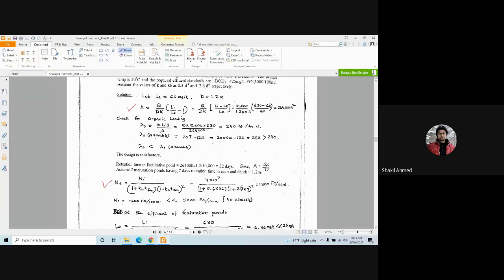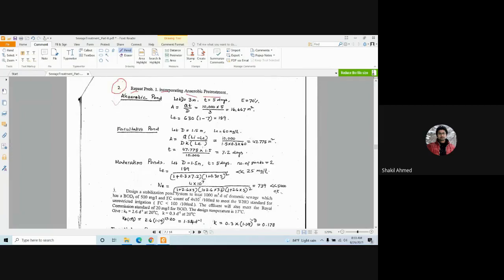So you do this anaerobic pond. For anaerobic pond, our D is a bit higher than the facultative and maturation pond. As you can see, these are 1.5, 1.5. In this case, we will take this 3 meter approximately. And anaerobic pond maximum detention time can be 5 days. Otherwise, it will be facultative pond. Okay, so this is 5 days. And let's say efficiency of this anaerobic pond is 70%.